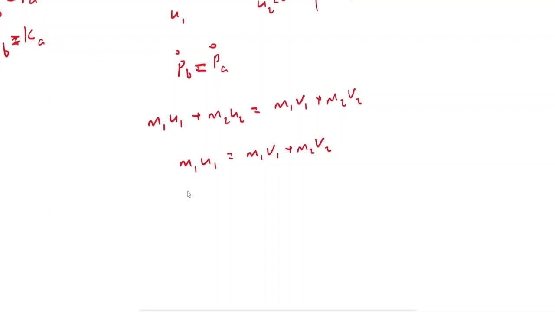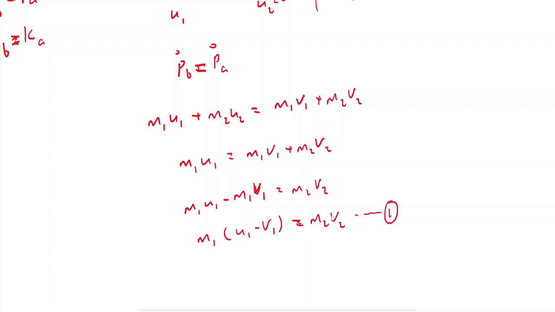All right. So what I'm going to do here, I'm just going to group everything together. When I group it together, I'm going to have m1 u1 minus m1 v1 equal to m2 v2. All right, so this is just the situation. You could actually say this is the same as m1 (u1 minus v1) equal to m2 v2, and then just call it equation 1, all right, because you don't know v1, you don't know v2.